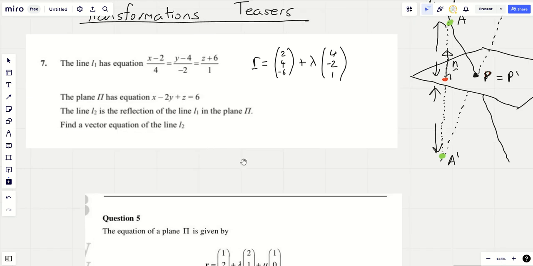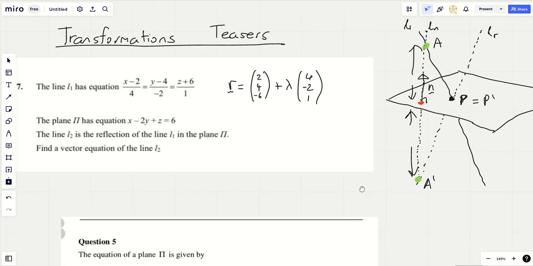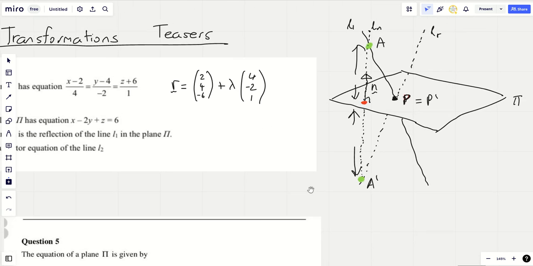Right, so step 1 was find P. Now, we've got this. Oh, I'll move it. It's nicer if you can just constantly see the diagram. So I'm just going to plug this into here. As you can see, x is 2 plus 4 lambda, y is 4 minus 2 lambda, z is minus 6 plus lambda. So I'm going to plug that in there. 2 plus 4 lambda minus 2 times (4 minus 2 lambda) plus (minus 6 plus lambda). Well, that equals 6. Quickly simplify this.